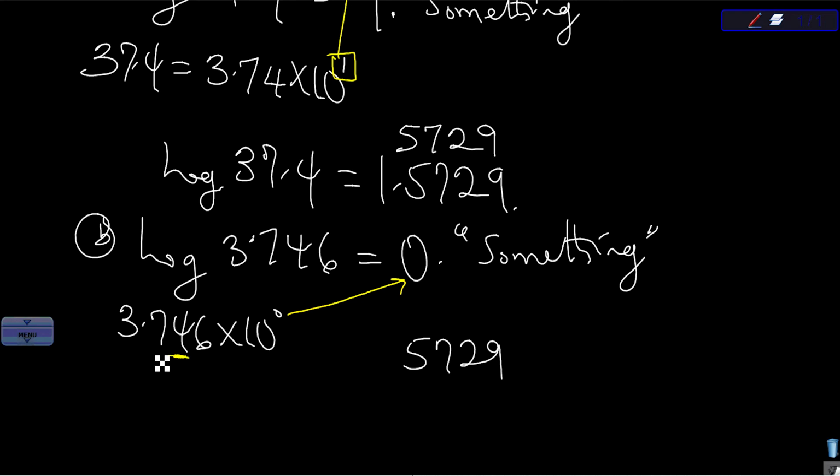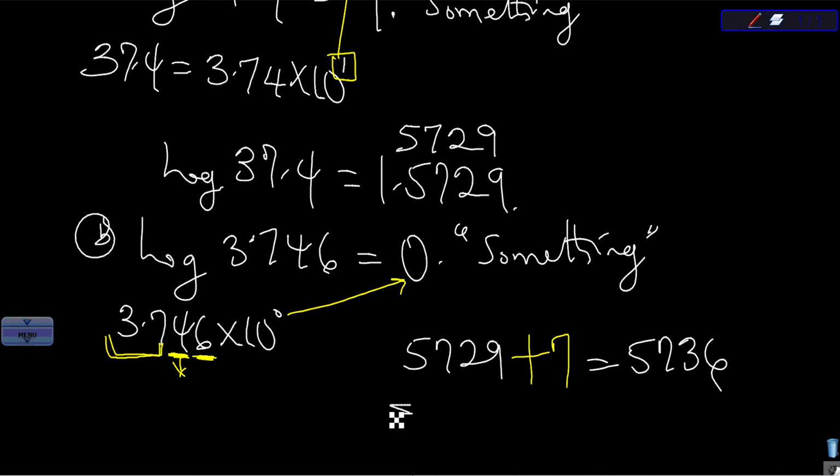This is for column, while this is for difference. The first two figures are what you are going to check for in the logarithm table, then the third figure is under the next column, and the fourth figure is always under the difference. So the difference says add 7, because if you check very well, the difference is add 7.